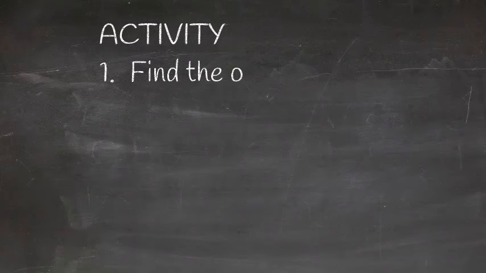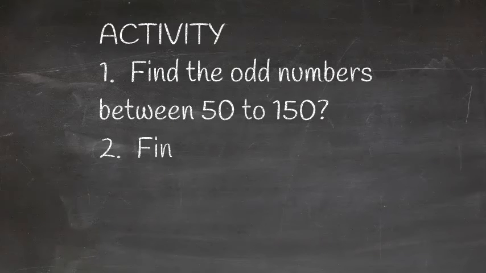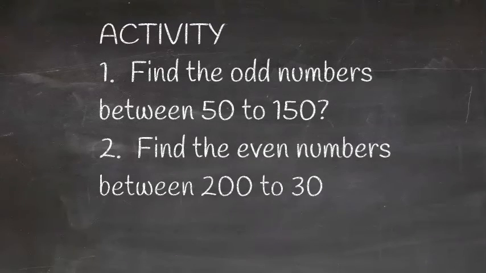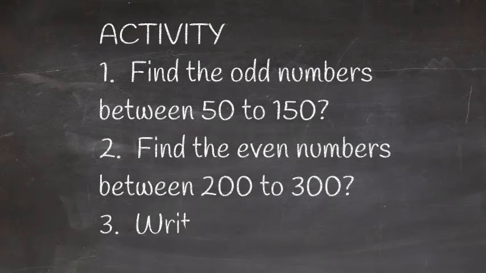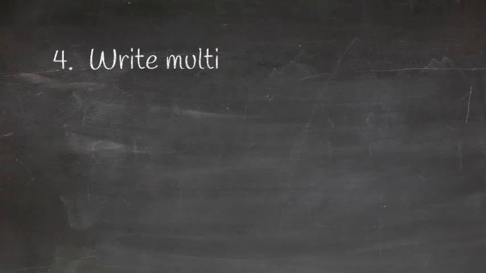Activity. Write the odd numbers between 50 and 150: 51, 53, 55, 57, 59, 61, 63, up to 149. Find the even numbers between 200 and 300: 202, 204, 206, 208, 290, 292, 294, 296, 298, 300. Write the table of 1. Write multiplication table 2. Write multiplication table 3.